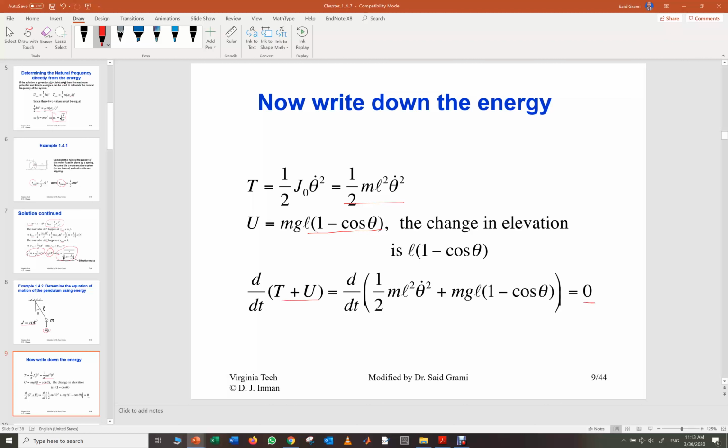And what is the derivative? It will be the derivative with respect to time of half m l square theta dot square plus mgl(1 minus cosine theta). That means we add together the kinetic energy and the potential energy, and after that we take the derivative with respect to time.